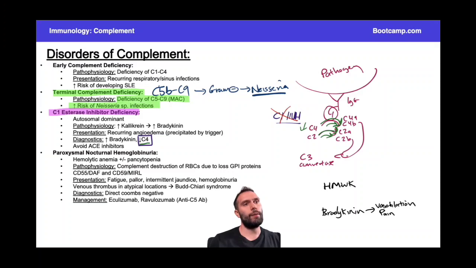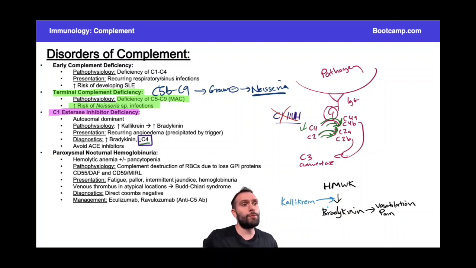Okay, I'm just going to write it HMWK, sometimes written as kininogen, but we'll just write it as high molecular weight kininogen, can form bradykinin. And what causes high molecular weight kininogen to form bradykinin? That would be kallikrein. So kallikrein will help stimulate the conversion of high molecular weight kininogen to bradykinin, and then bradykinin causing vasodilation and pain.